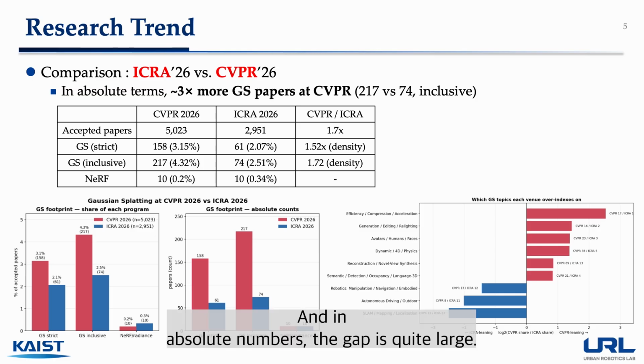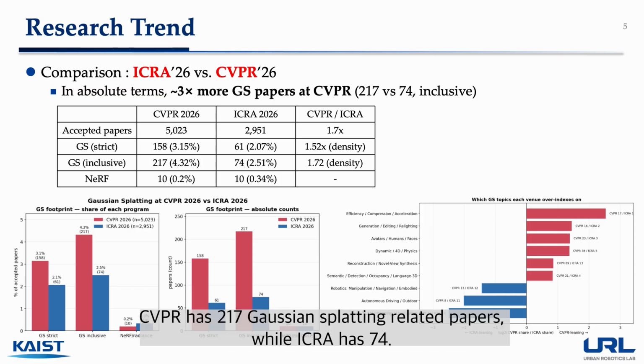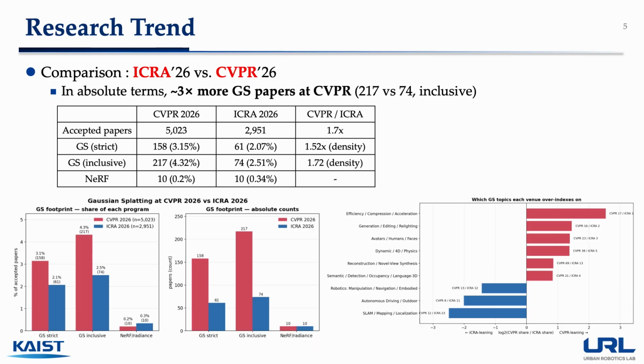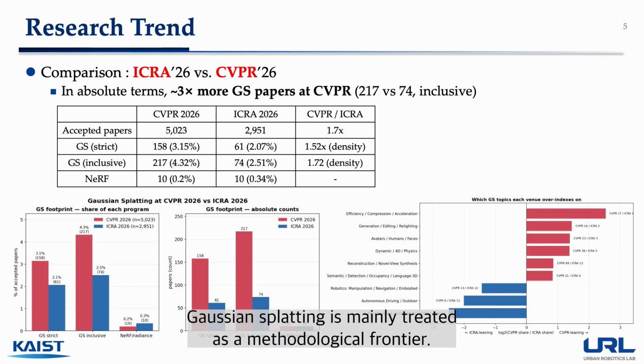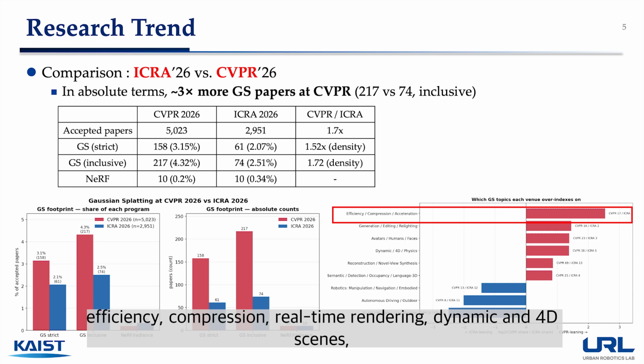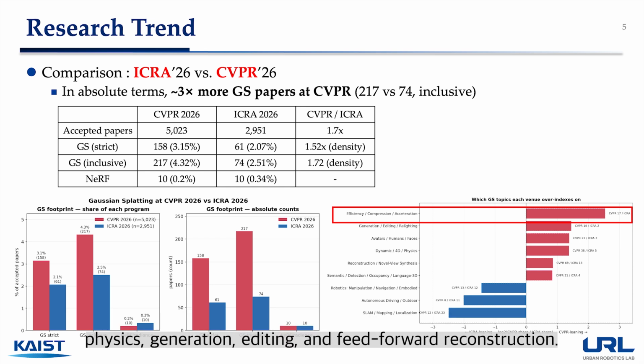And in absolute numbers, the gap is quite large. CVPR has 217 Gaussian splatting related papers, while ICRA has 74. So CVPR has roughly 3 times more Gaussian splatting related papers. But the more important difference is how Gaussian splatting is used. At CVPR, Gaussian splatting is mainly treated as a methodological frontier. The focus is on expanding the capability of Gaussian splatting: efficiency, compression, real-time rendering, dynamic and 4D scenes, physics, generation, editing, and feed-forward reconstruction.